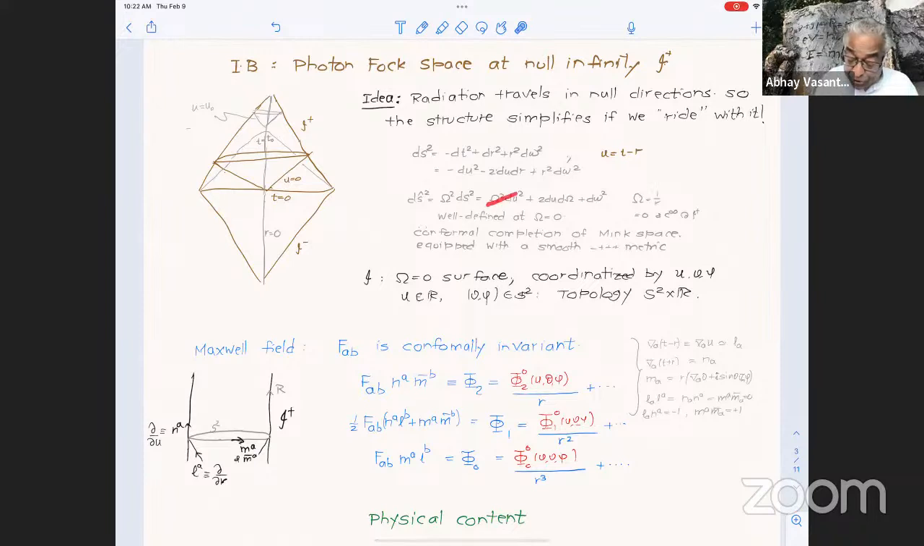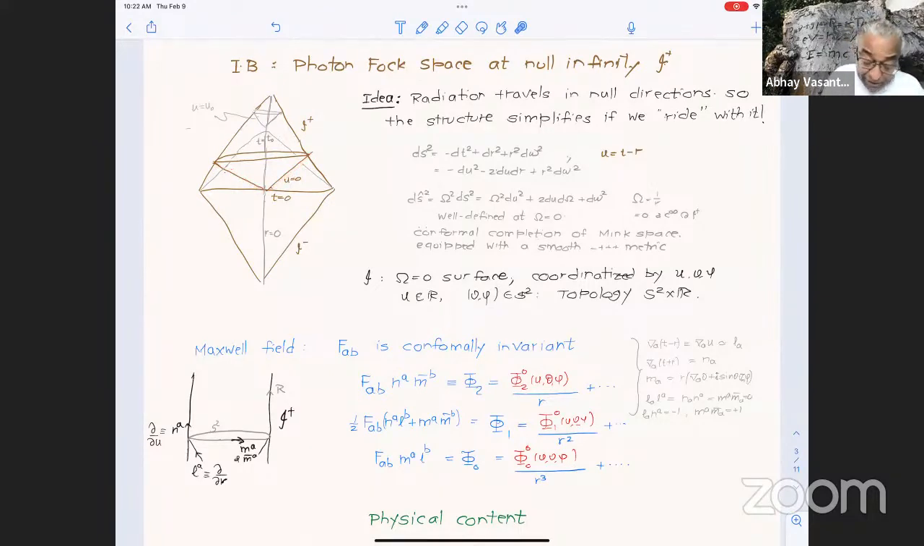At omega equal to 0, this term disappears, but this is a non-degenerate metric with signature minus plus plus plus, just as the Minkowski metric was. So we get here the hatted metric, and this is called the conformal completion. The hatted metric is conformally related to the original, and it's the conformal completion. So we're going to null infinity along these null rays, u equal to constant.